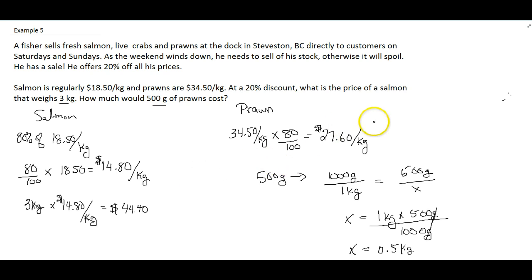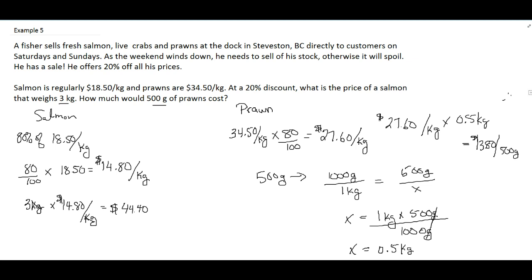So we take our price, $27.60 per kilogram. We multiply it by 0.5 kilograms, and that gives us our cost of 500 grams of prawn. So $27.60 times 0.5, and we get $13.80 as the cost for 500 grams.